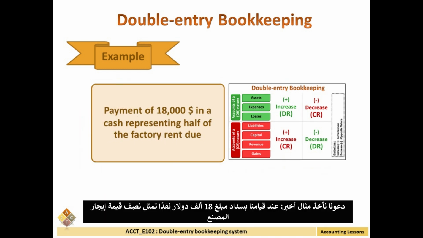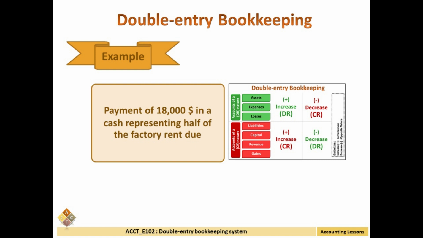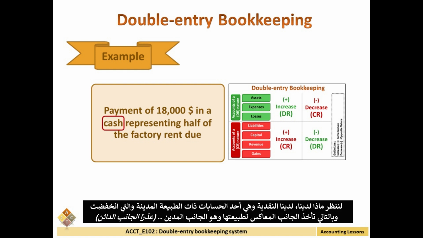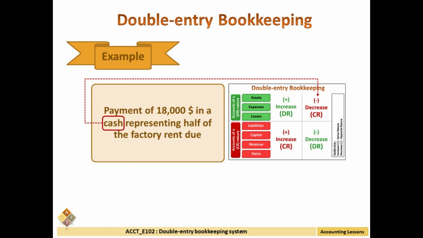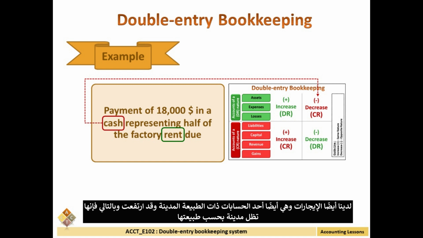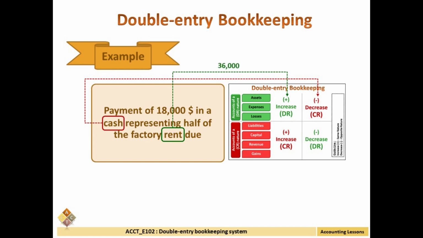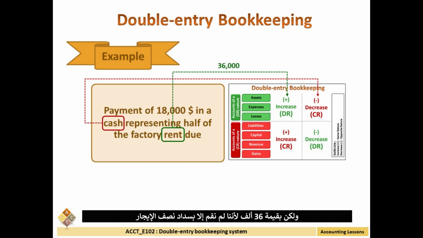Let's take one more example. When we have a payment of 18,000 in cash representing half of the factory rent due. What we have here is cash, which is one of the assets, one of the accounts of debit nature, which is decreased, not increased, so it will be the credit side. We have also the rent. The rent is an expense, so expenses also increase, but in what amount? In 36,000, because we paid only half of the rent.